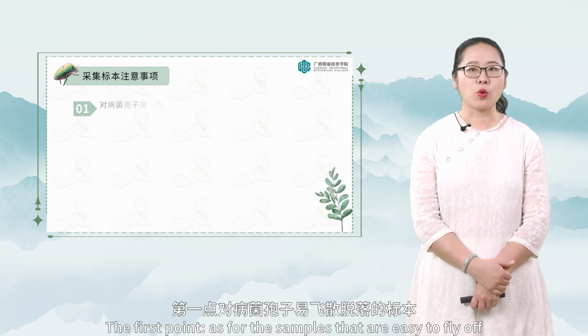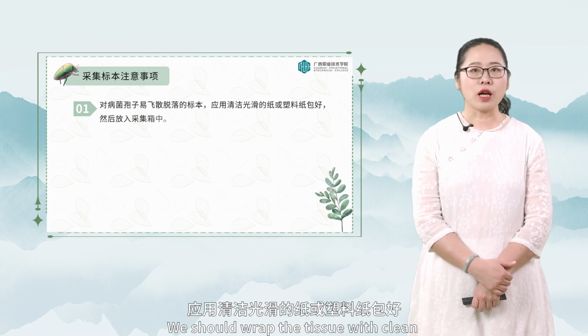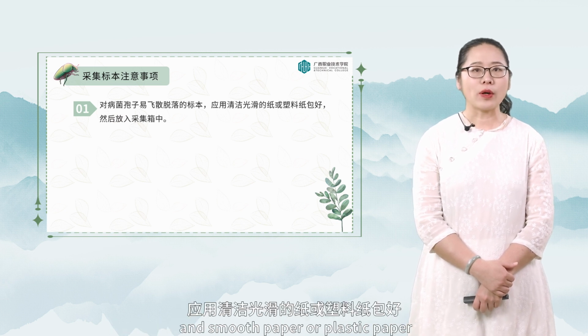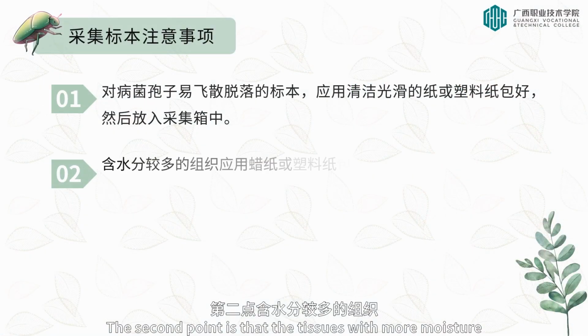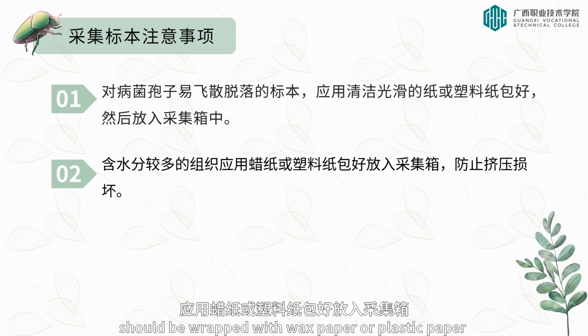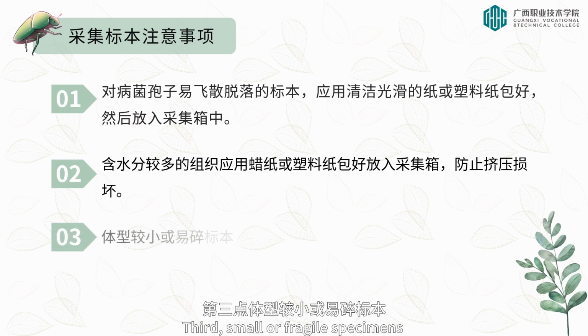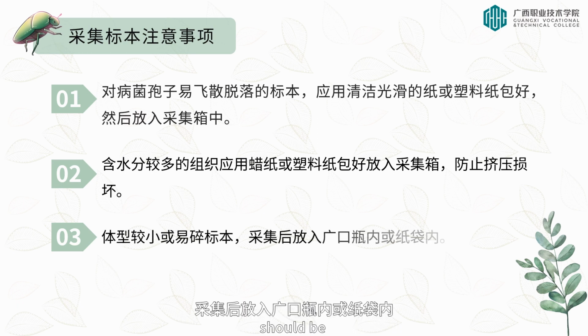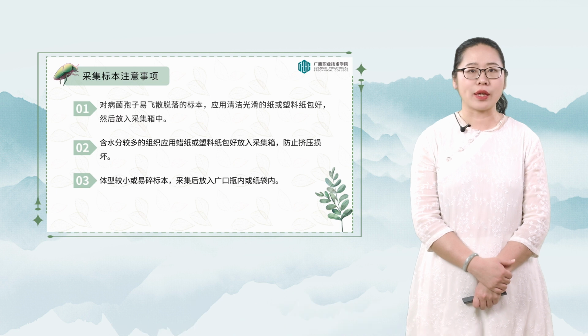The first point, as for the samples that are easy to fly off, we should wrap the tissue with clean and smooth paper or plastic paper. The second point is that the tissues with more moisture should be wrapped with wax paper or plastic paper and put into the collection box to prevent extrusion and damage. Third, small or fragile specimens should be collected and put into wide-mouth bottles or paper bags.